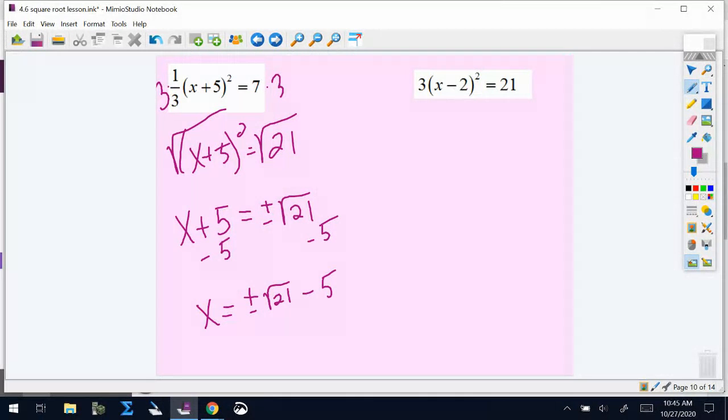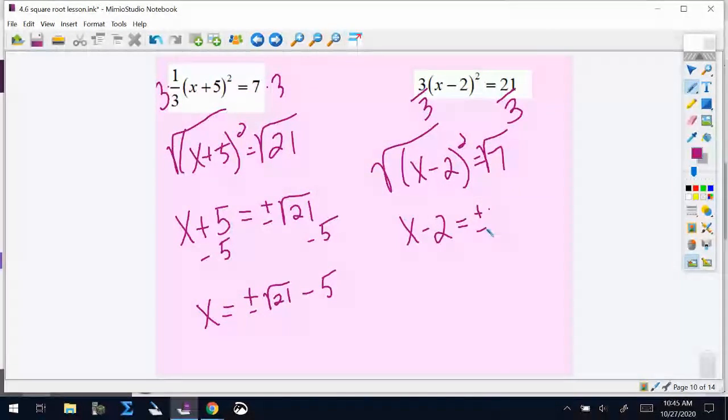Next one, we have to get rid of the 3. So we're going to divide both sides by 3 to get rid of it. So we have x minus 2 squared equals 7. Now that we've isolated what's being squared, I'm going to take the square root on both sides. So I get x minus 2 equals plus or minus the square root of 7. 7 is not a perfect square. 7 also does not have any perfect square factors, so I can't do anything with it. To get x by itself, I'm going to add 2 on both sides. So I get plus or minus the square root of 7 plus 2 as my final answer.